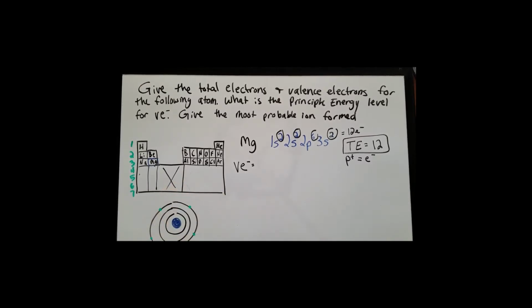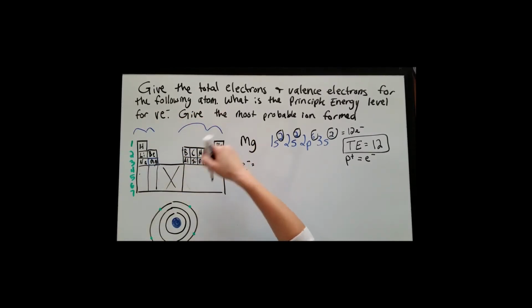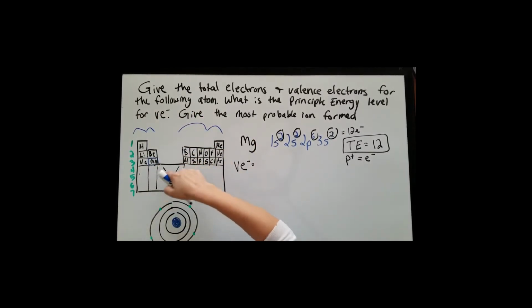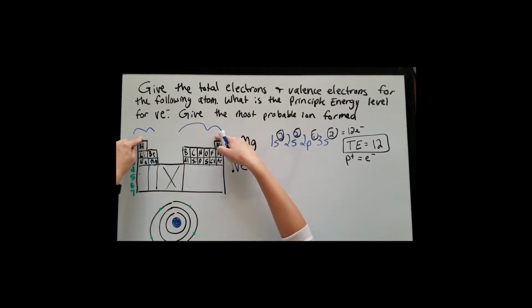Those are the valence. So to figure out how many valence electrons magnesium has, there's several ways to do this. One way is using the periodic table. When we talk about valence electrons for main group elements, main group elements would be the s block and then the p block. So we're not talking about the d block, the transition metals. So it's the s block and the p block.